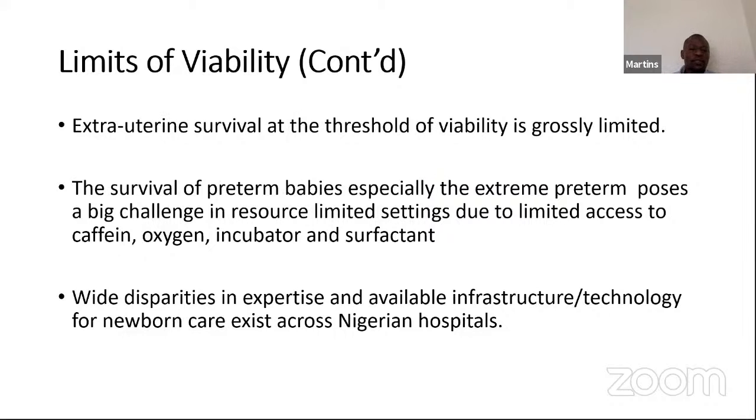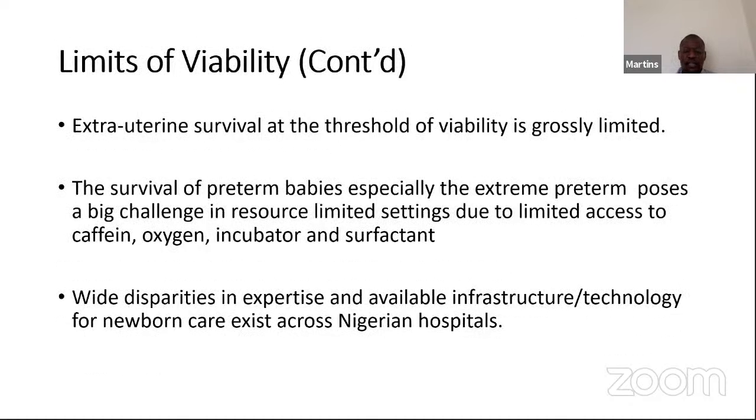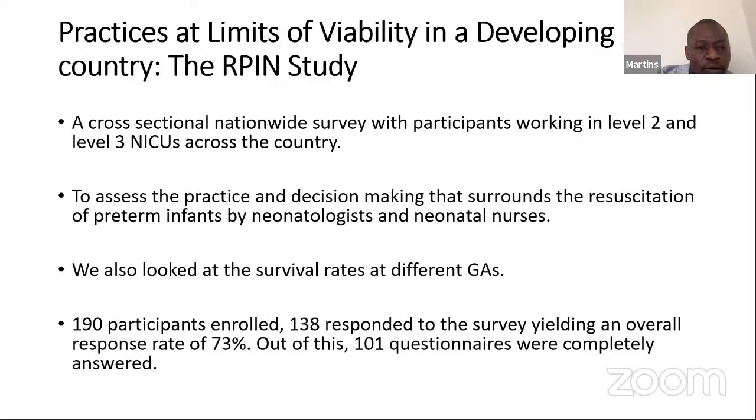So I've said this before, the survival of preterm babies, especially the extreme preterm, poses a big challenge in resource-limited settings. Medical supplies, caffeine, oxygen, surfactant, they all have impacts on the survival of these preterms. And why disparities exist in Nigeria, which I've mentioned before. I'll just go to my study.